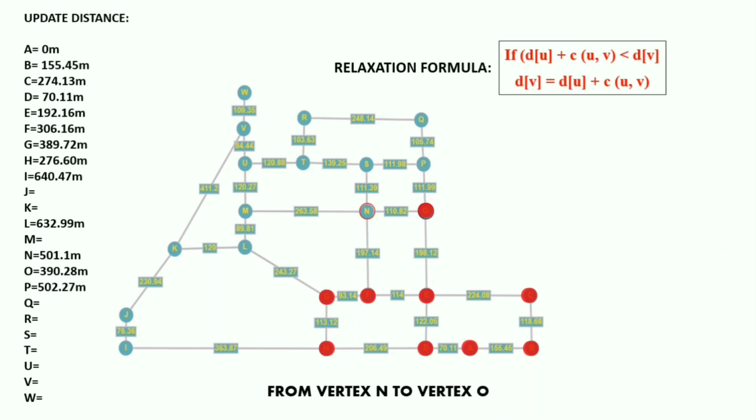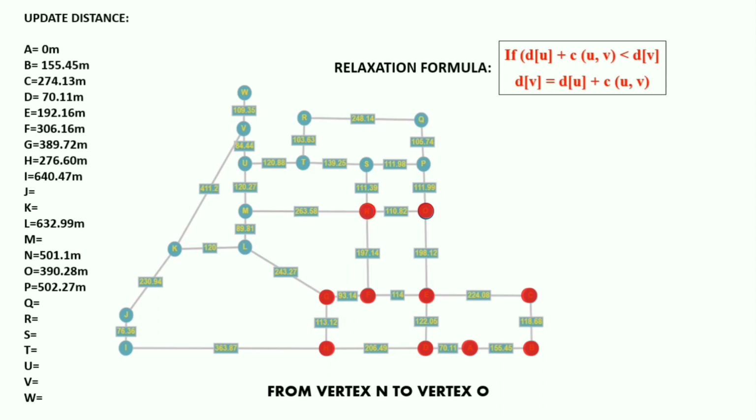For now, if we find the shortest path among 632.99 meter, 501.1 meter, 640.47 meter, 520.27 meter, and infinite for all other remaining vertex, the shortest path is 501.1 meter. So we pick vertex N.